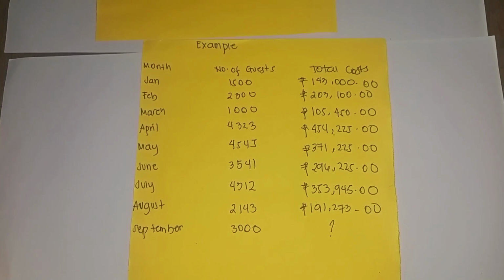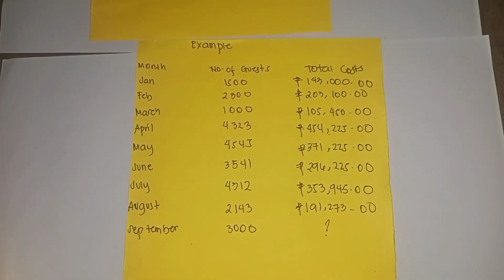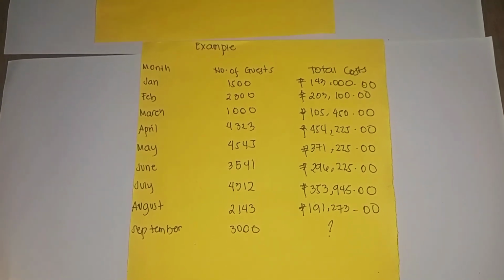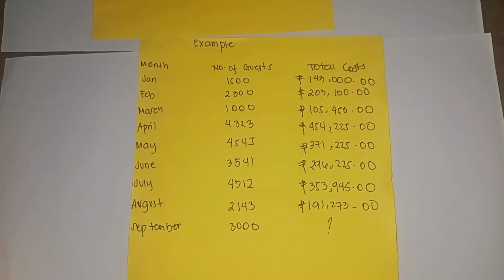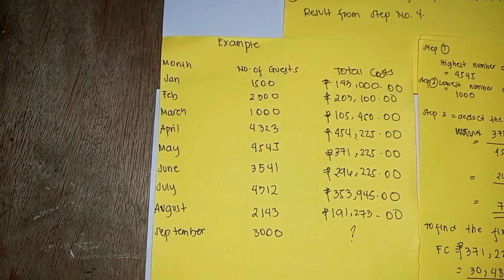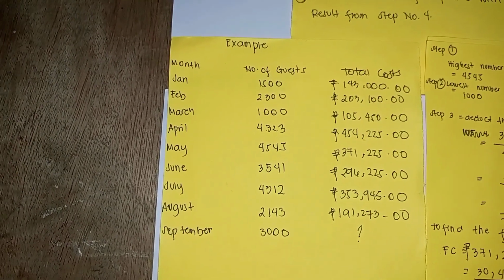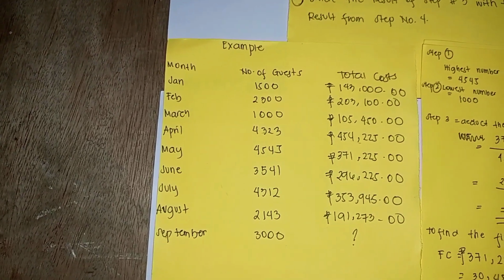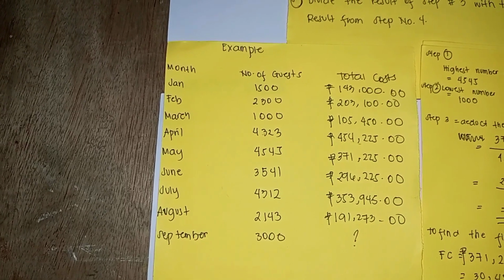and also get to know more about the formula and how to get the variable cost and the fixed cost. Since I have already given you the example, now let us compute for the high and low method, or how to apply the high and low method.